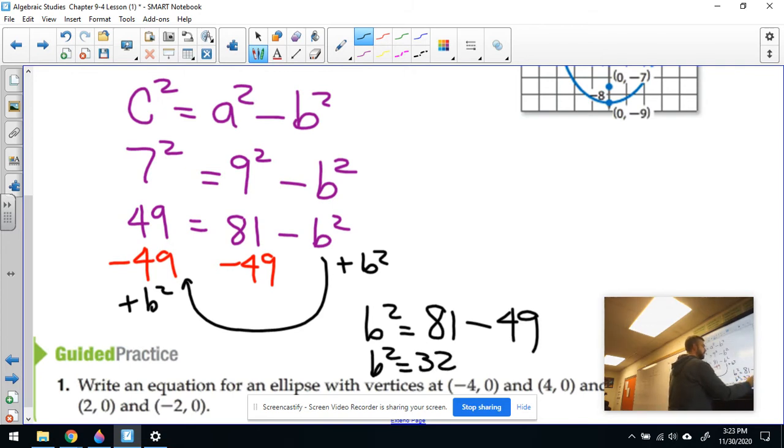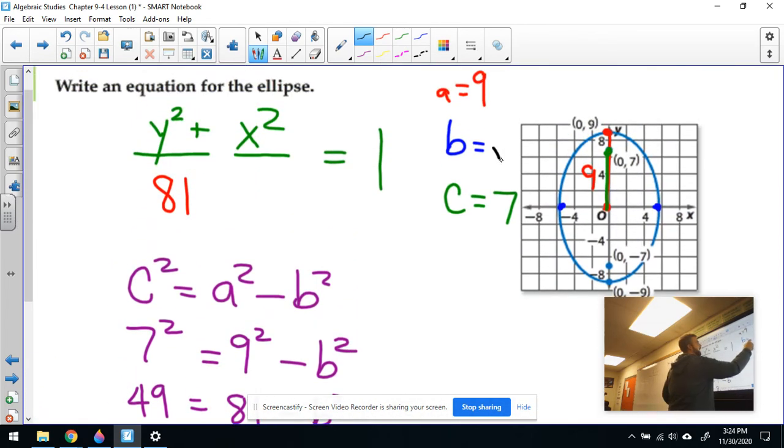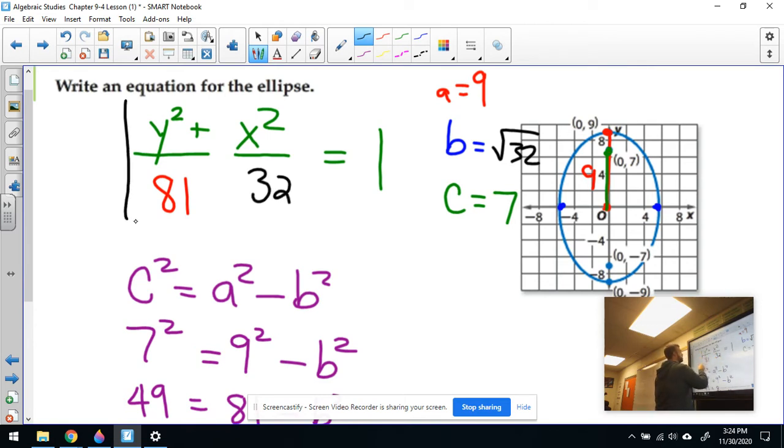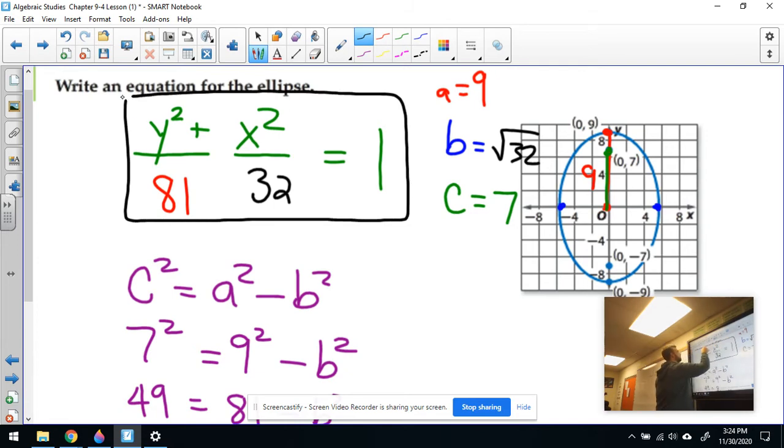And so b is going to equal the square root of 32. I'm going to leave it as a square root because in our equation, I need to square it anyway, so b squared is just 32. And so here's the equation of our ellipse, centered at 0, 0, that has a foci distance of 7, and a major axis, half of it being 9.